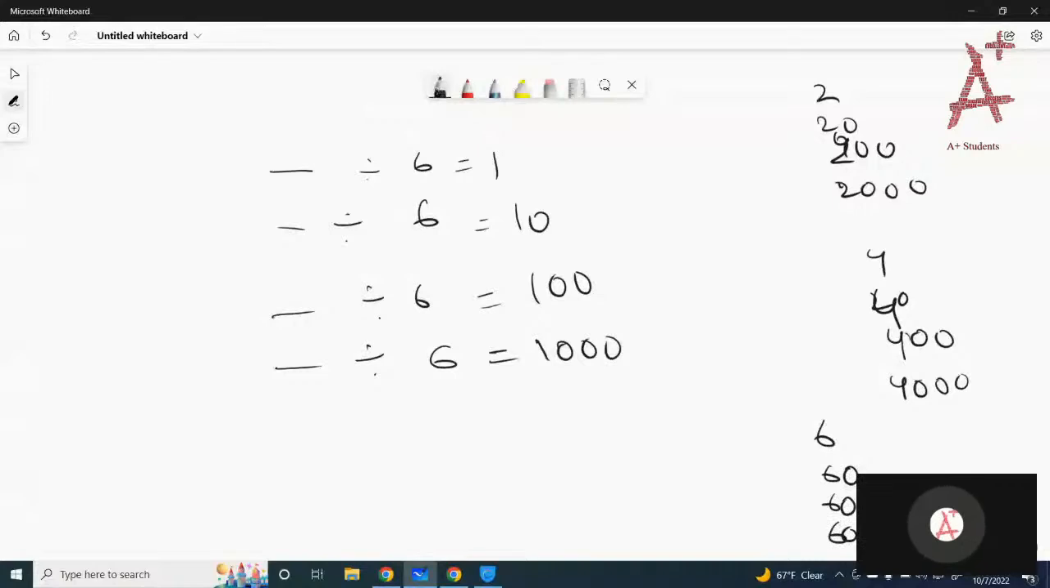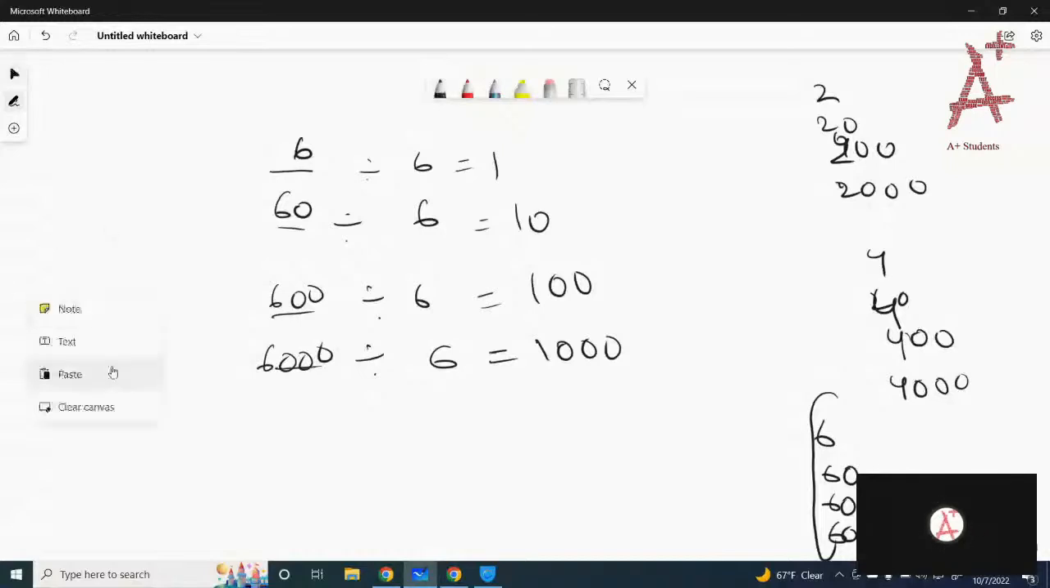6 divided by 6 is 1. 60 divided by 6 is 10. 600 divided by 6 is 100. And 6000 divided by 6 is 1000. Got it? So the correct option is 6, 60, 600 and 6000.